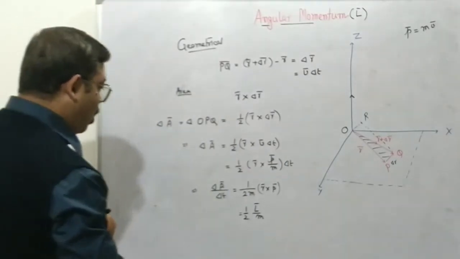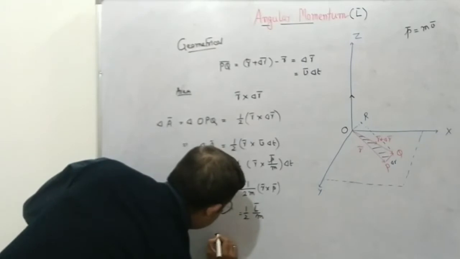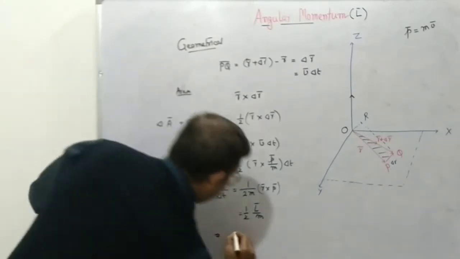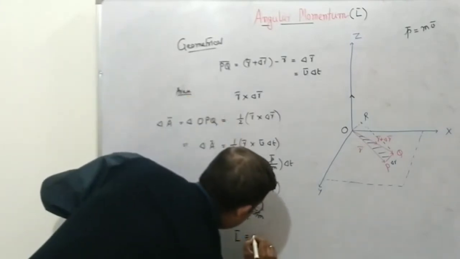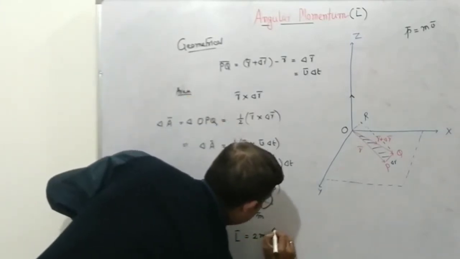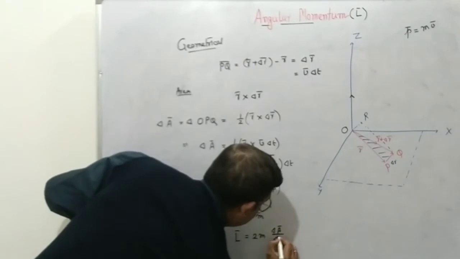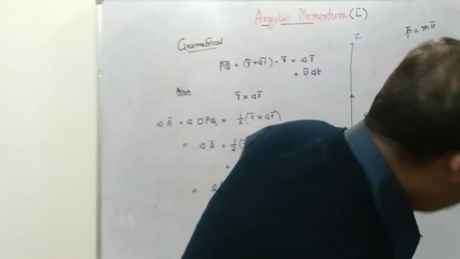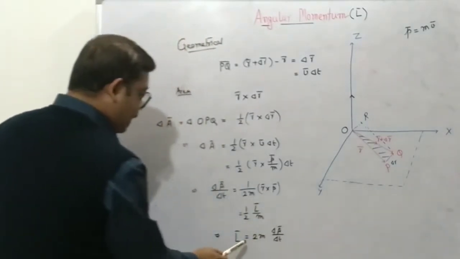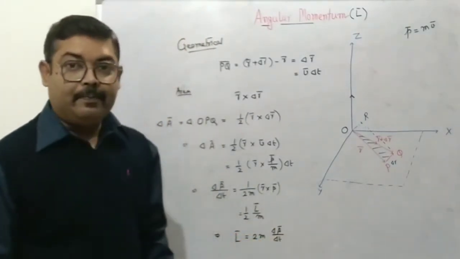Okay, or we can rewrite this equation as, for angular momentum, L must be equal to 2M delta A by delta T. Now what's delta A by delta T?